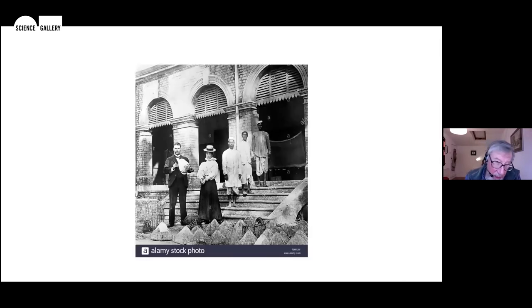Perhaps a more realistic representation of Ross is to be seen here in Calcutta in the 1890s, with various cages at his feet of the birds he was experimenting on with his wife. But also the central figure there is Muhammad Bux. And Bux, we now believe, was very important as an assistant to Ross in using microscopes and doing much of the hard labor behind his actual research.